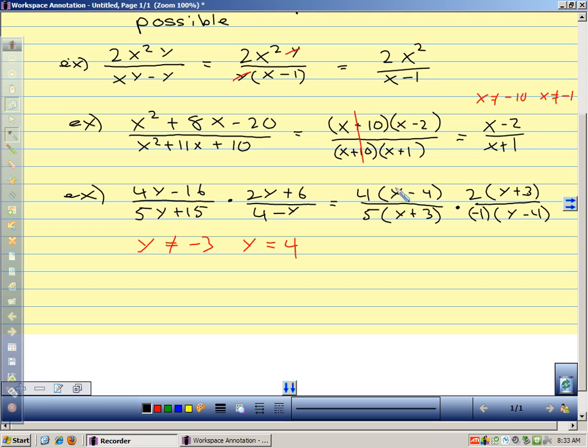Now we can cancel. So I'm going to cancel the y minus 4, and the y plus 3 both cancel, and I end up with 4/5 times 2 over negative 1, which is negative 8/5. And y cannot be negative 3, and y cannot be 4.